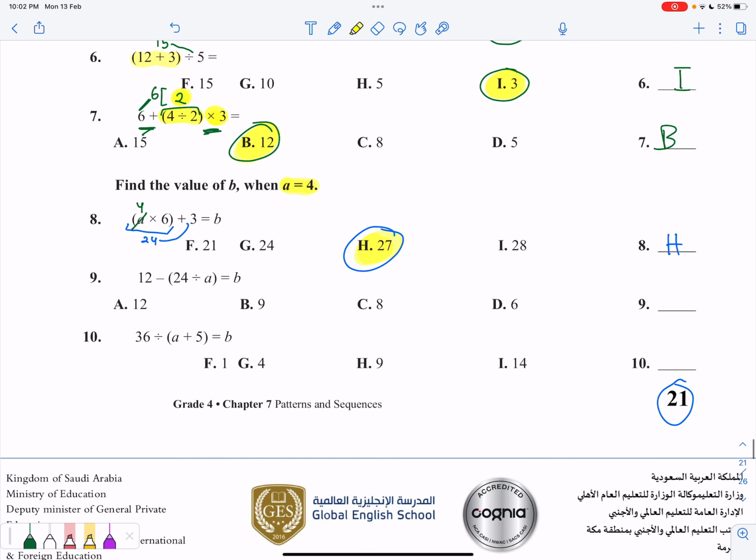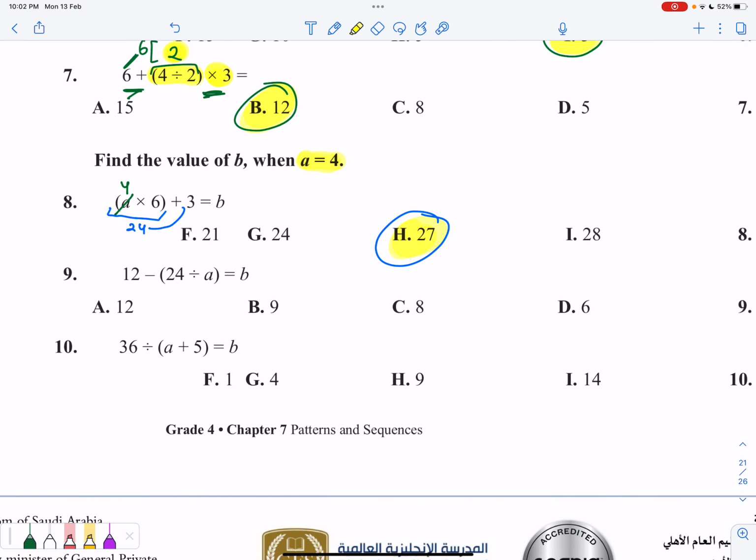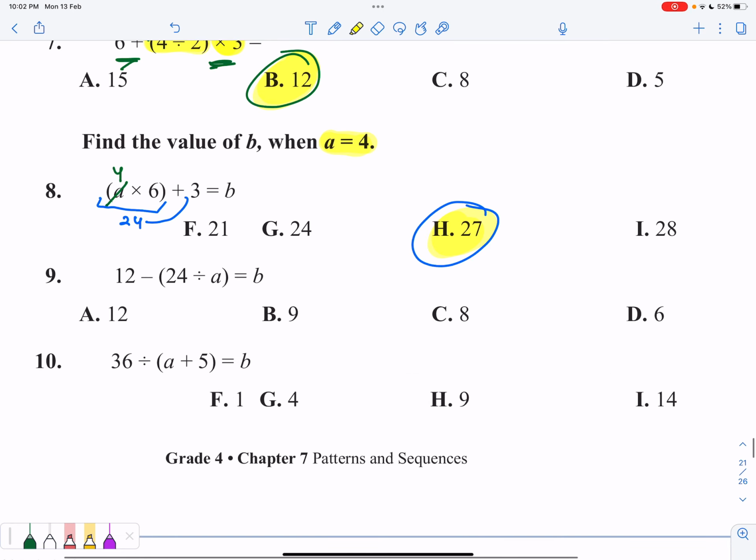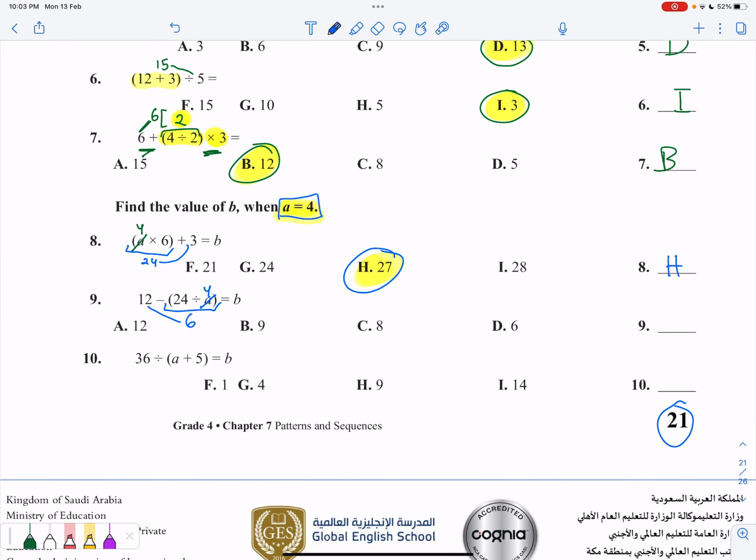After that, number 9, we have 12 minus 24 divided by A. So we should always, as we said, do the order of operations. So I will divide first. 24 divided by A, I know that A is equal to 4. 24 divided by 4, we know from the times table, is equal to 6. Then we will subtract: 12 minus 6 is equal to 6. So the correct answer is 6, which is answer D.